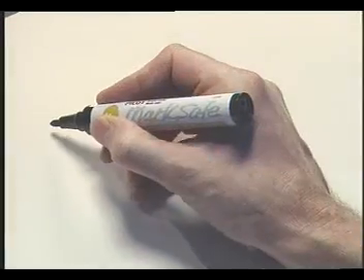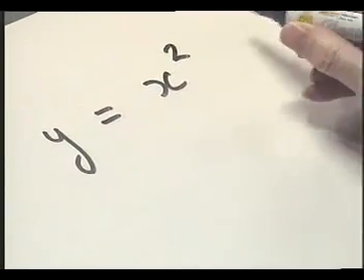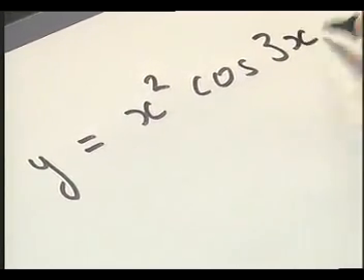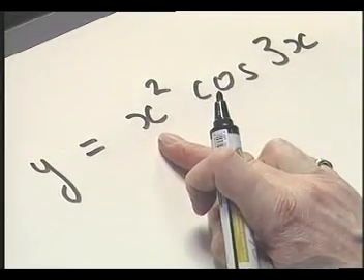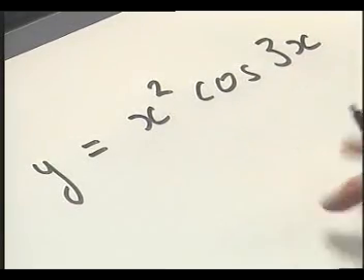Sometimes we're given functions that are actually products of functions. That means two functions multiplied together. So an example would be y equals x squared times the cosine of 3x. So there we've got a product. x squared is one function multiplied by the cosine of 3x, a second function.